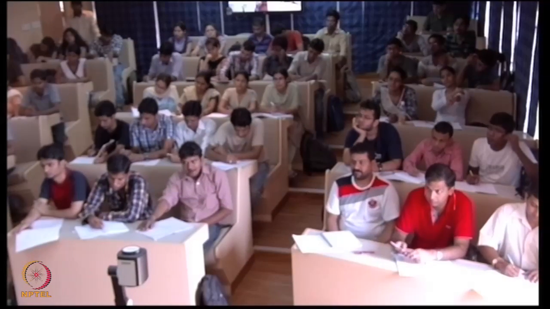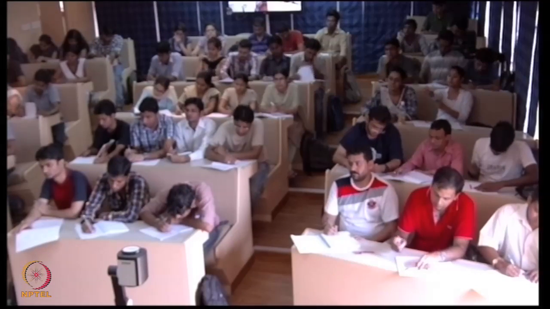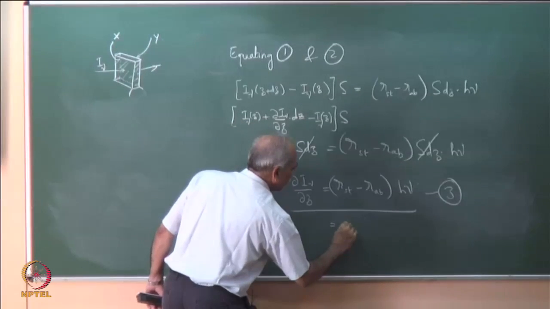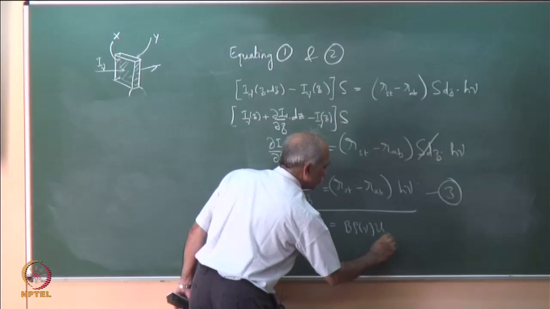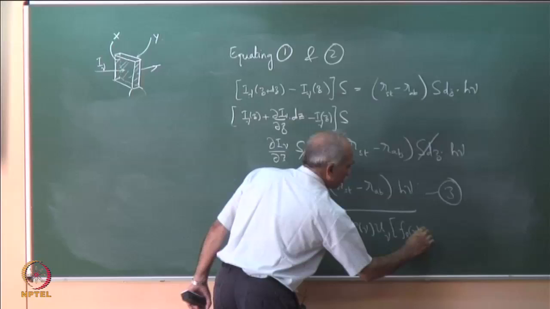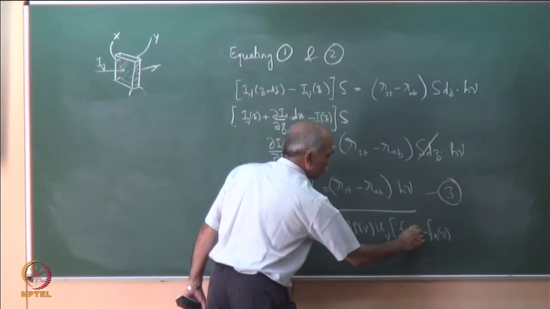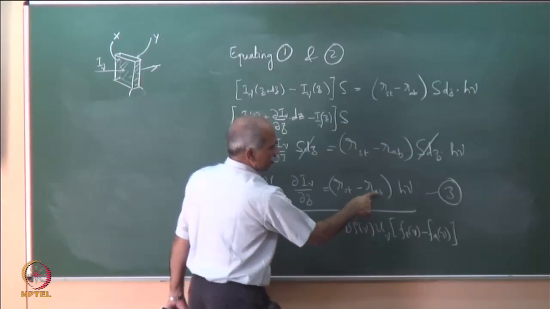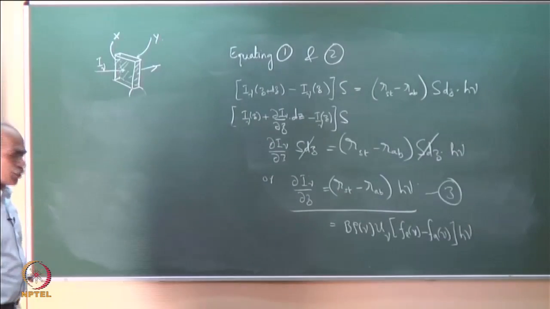Substitute for R_ST and R_AB and we should get the expression. So R_ST is equal to B into rho(nu) into U_nu into [F_E(nu) minus F_A(nu)], this portion, into h nu.